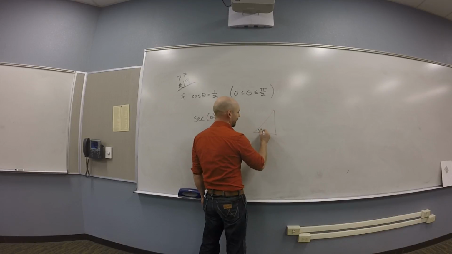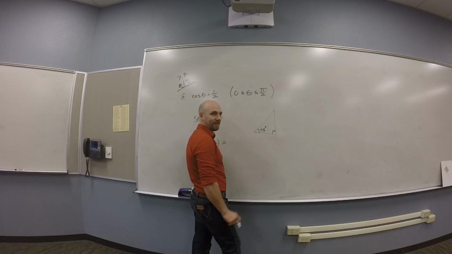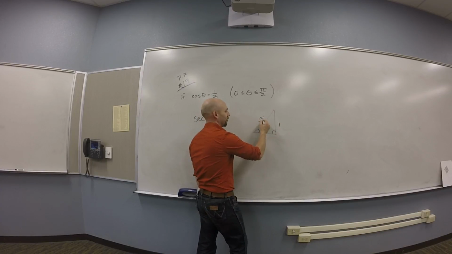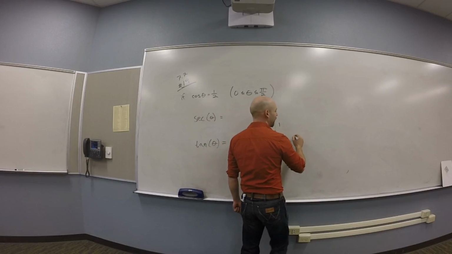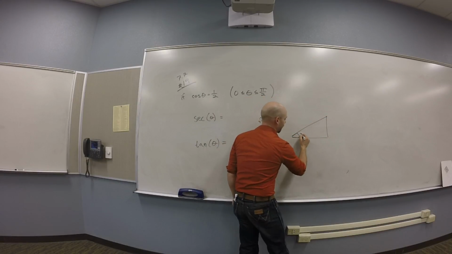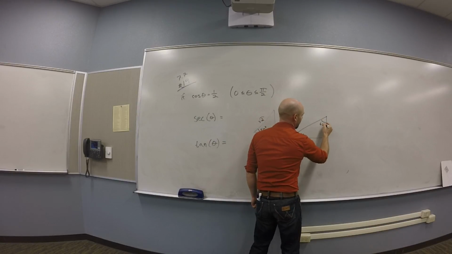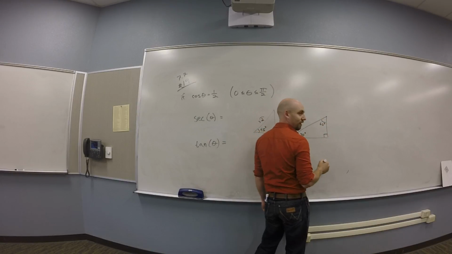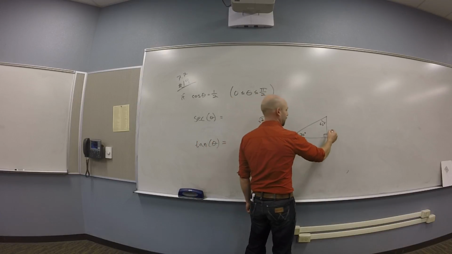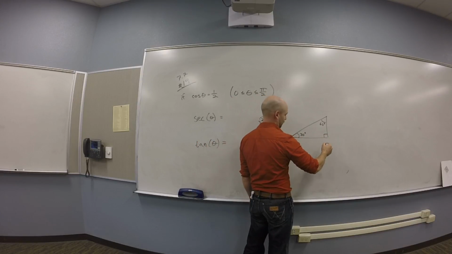It's the square root of 2. Here's the 45, 45, 90 triangle. Those sides are 1, 1, and the hypotenuse is square root of 2. And if you get out the 30, 60, 90 triangle, what are the sides? 1, 2, and the square root of 3.